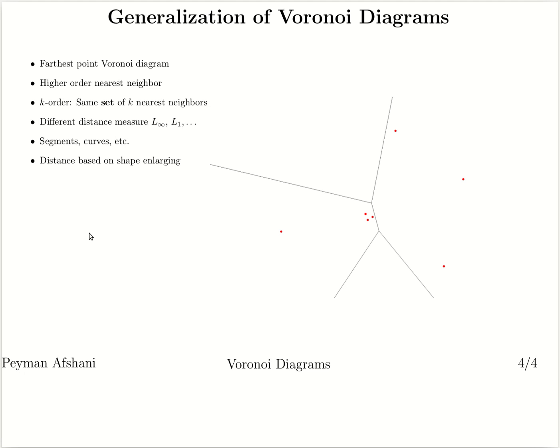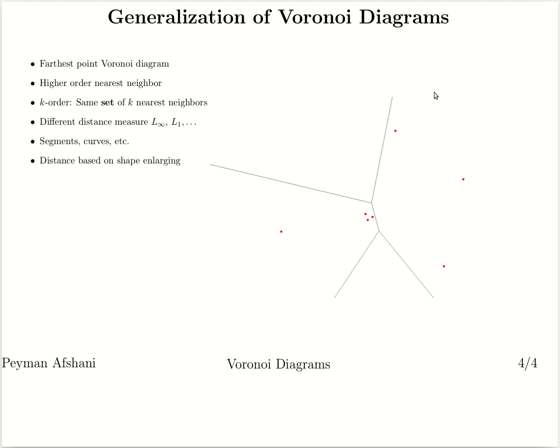In this video, I'll quickly go over some of the generalizations of the Voronoi diagrams. So the first generalization is the farthest point Voronoi diagram. So the Voronoi regions are defined based on the farthest point. So for instance, every point inside this region has this point as the farthest point. So therefore, the farthest point region of this point will become this region over here.